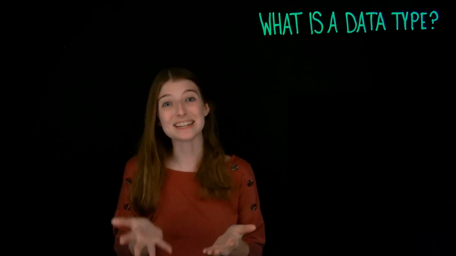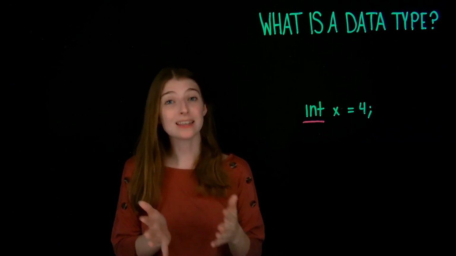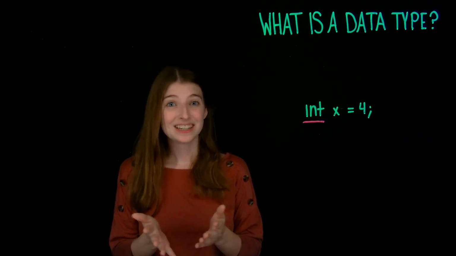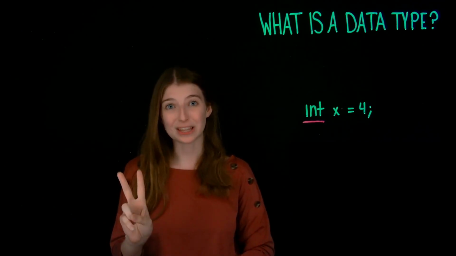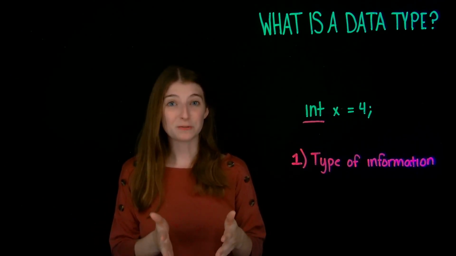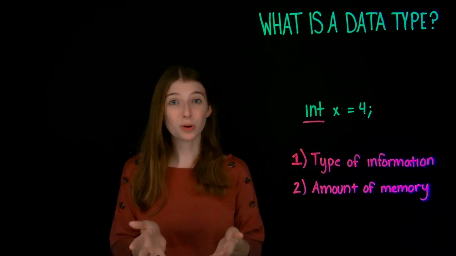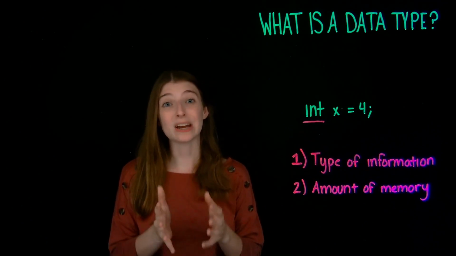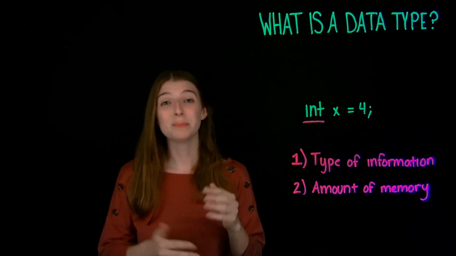Alright, so what is a data type? Well, you might have seen a variable created like this before in C++. Now the second half of that looks familiar to math, x equals 4, but in C++ there's an extra word in the front, int. Now this word int is our data type. It's telling the computer two different things. The first one is what type of information we're storing, and the second one is how much memory needs to be reserved in order to store it. So in this example specifically, int is telling the computer that we are storing a whole number, 4, and that we need to reserve 4 bytes of memory for it because it's an integer.